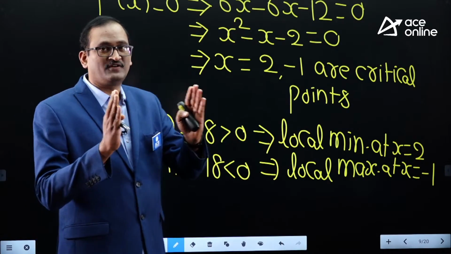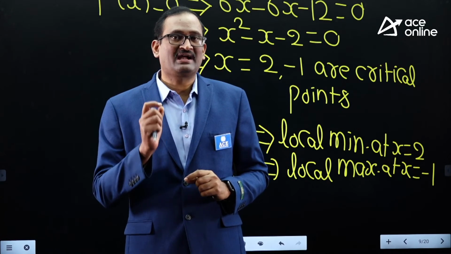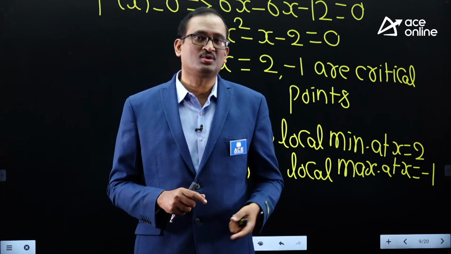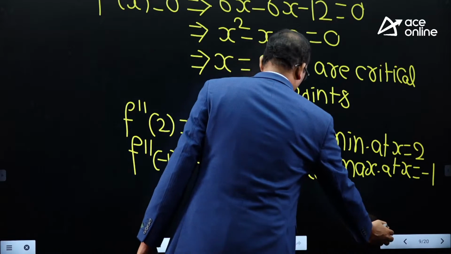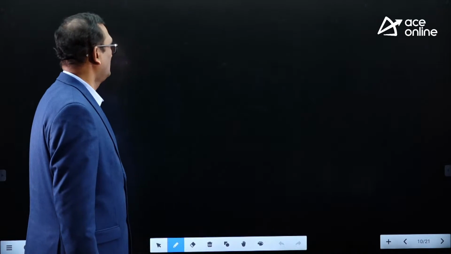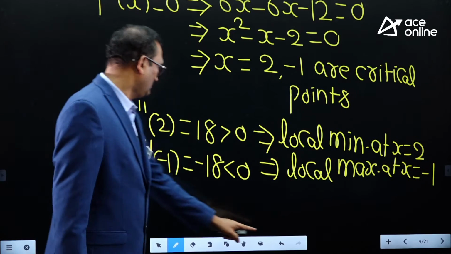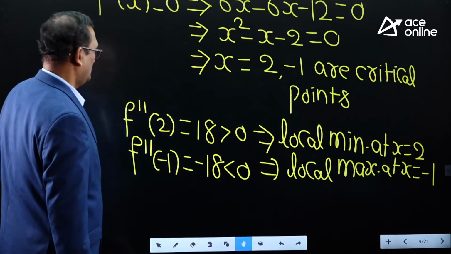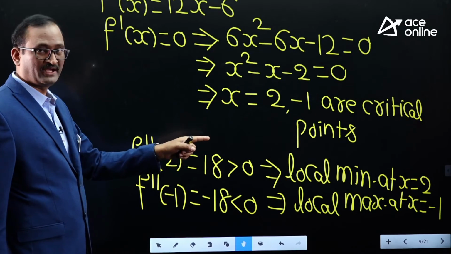Now let us find f of x. You need to find f of a and f of b, where a comma b are the endpoints, and also at all local maxima and local minima. So first, let us find the local maxima. You have to find f of x at the local maxima, which is at minus 1.